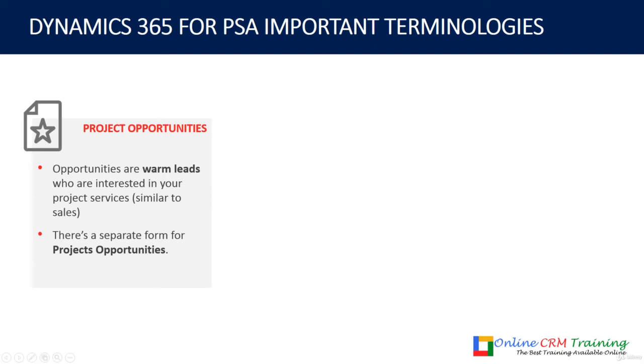There's a separate form for project opportunities, though the entity is the same. An entity is like an object which is the same for the sales module and the project module, but there's a separate form that you're going to interact with, which has project related details. Whenever somebody is interested in your project services, you first create a project opportunity, and there you define all the product and project line details, like what kind of product you will sell and what kind of project services you will give, like construction or subcontracting or maybe implementation. Those kinds of things you can define.